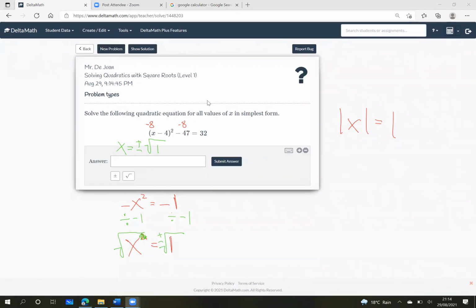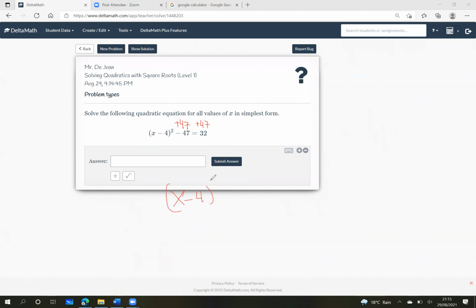New problem. All right, this one's a tricky one. And if we're messing that one up, I'm going to make this one a little bit longer. Okay, so plus 47. Remember, get rid of all the numbers before we take the square root. So x minus 4 squared equals 47 plus 32, which is going to be 79.